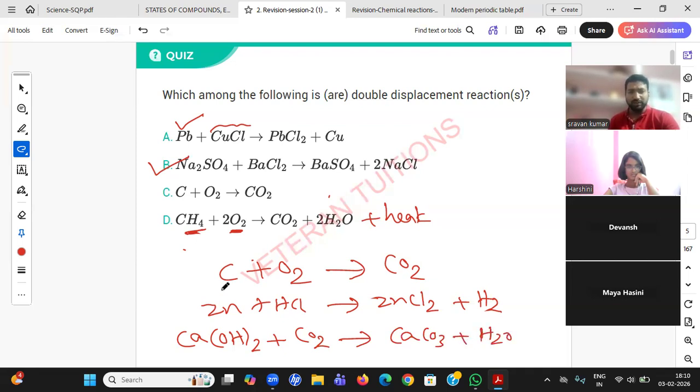Now, this is a combination reaction, and you can also call it a redox reaction. This is a displacement reaction, and you can also call it a redox reaction. But this is not a redox reaction. Why, sir? How do we classify which is a redox reaction and which is not?